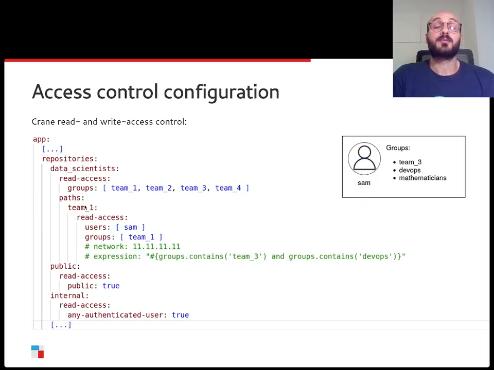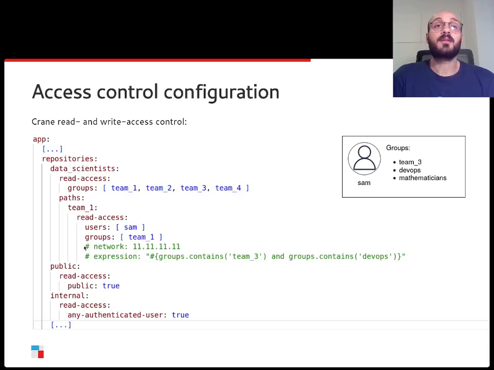In case we want to restrict the access of a specific subfolder, we can then use the paths property to define a subfolder, in this case the team 1 subfolder, which, as the name suggests, we would only like to give access to members of team 1. So then we use the groups property to define that only users in the team 1 group should have access. But for some reason, this company has a user Sam, who also should have access to the team 1 subpath. And this we can define using the users property, which takes a list of usernames.